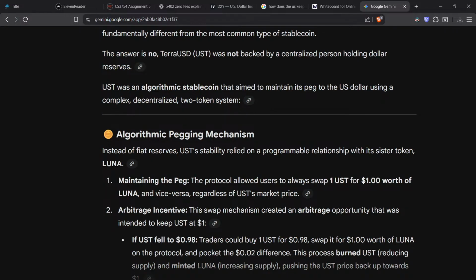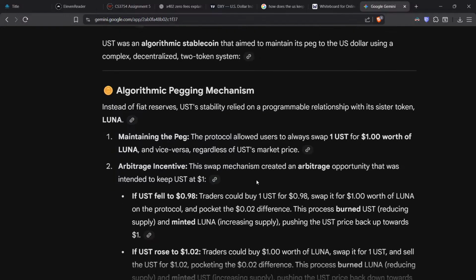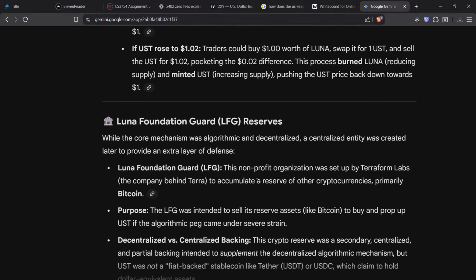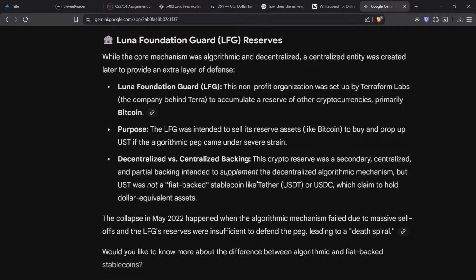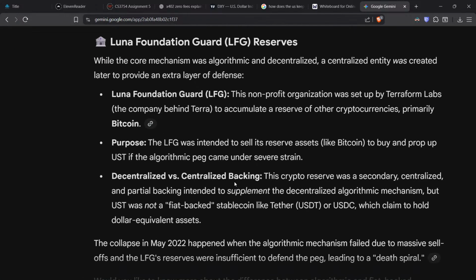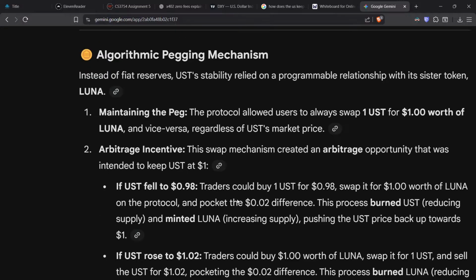It was not backed by a centralized entity. The programmatic sister token Luna maintained the peg. The protocol allowed users to always swap. Okay, I don't really understand how this works exactly. So they have a sister token, and then they have a price arbitrage between the sister token. Users were always allowed to swap one UST for $1 worth of Luna. So what's this Luna thing?